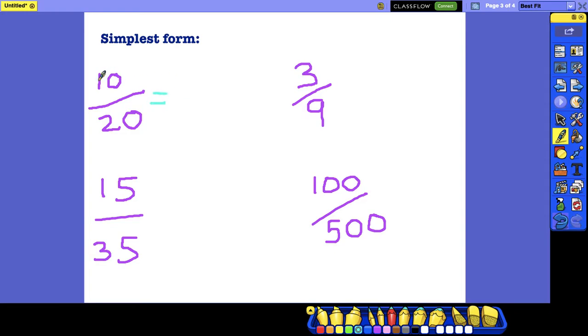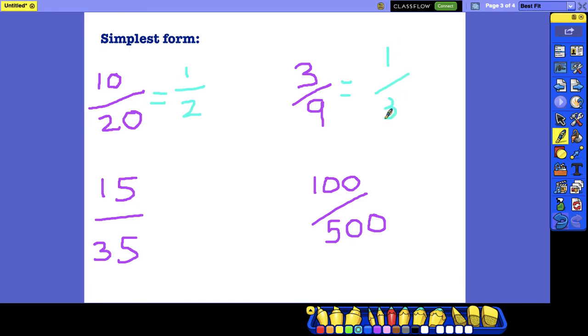We want to make this one as simple as possible, and if we divide this one by 10 and this one by 10, we can make 1/2. Now that's the simplest form possible, okay? Because it's the lowest possible numbers that we can use for the fraction, okay? For example, this one here, we can divide the top one by 3 and the bottom one by 3 to also put the number in its simplest form, which is 1/3.